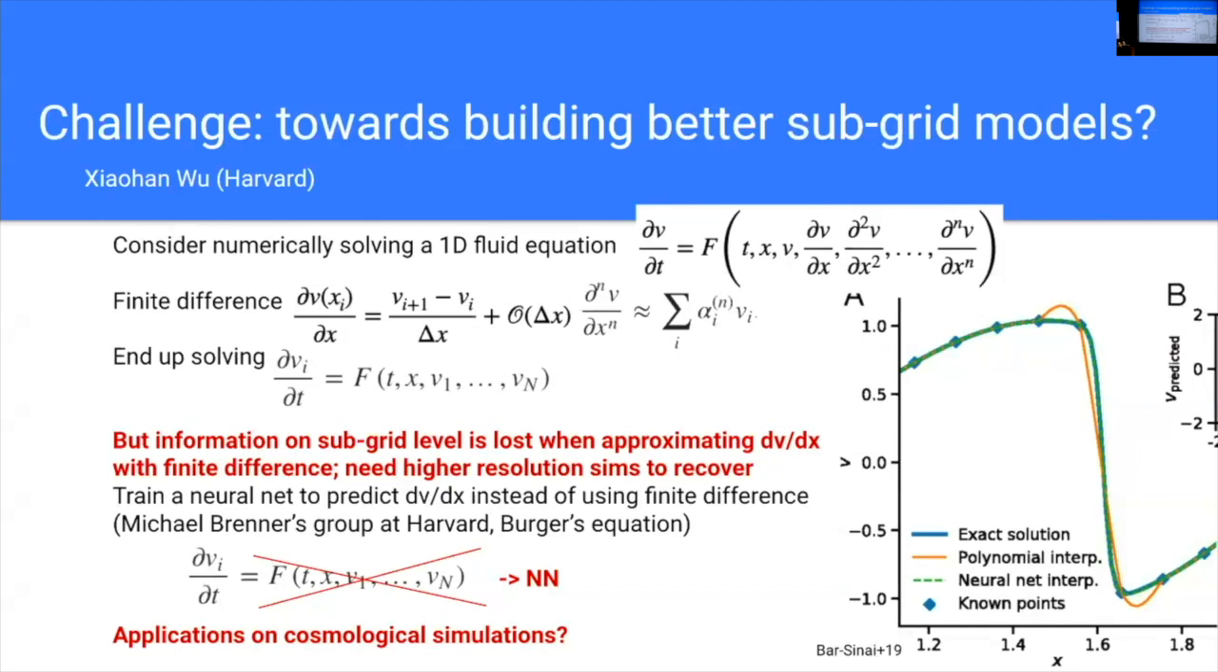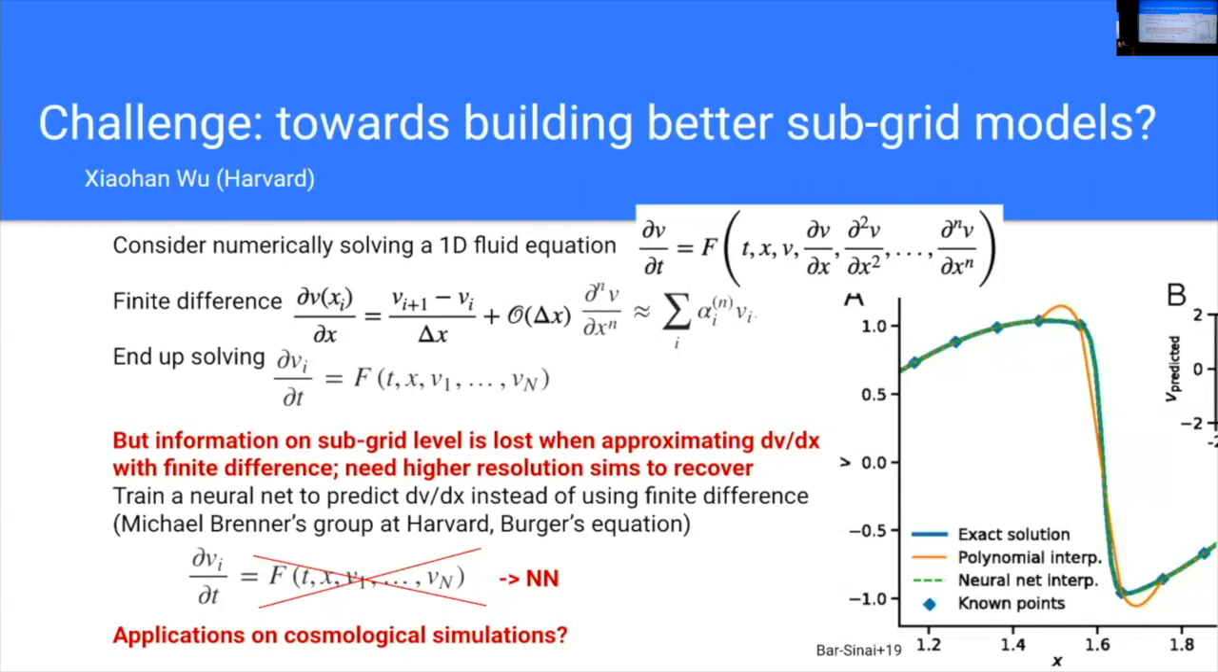So the plot on the right is showing the result of this work. The exact solution is the blue line, and then the polynomial interpolation, which is basically the finite difference, is shown by the orange line. And then the neural net prediction is shown by the green line. So you see the neural net prediction is a lot better than the traditional polynomial interpolation. And so this is very promising.